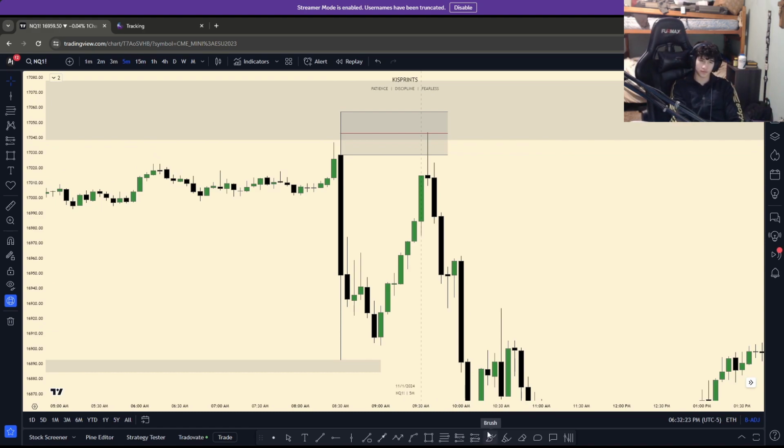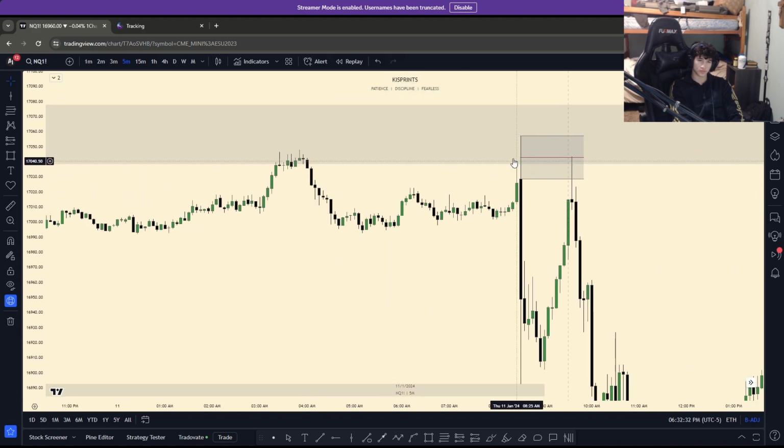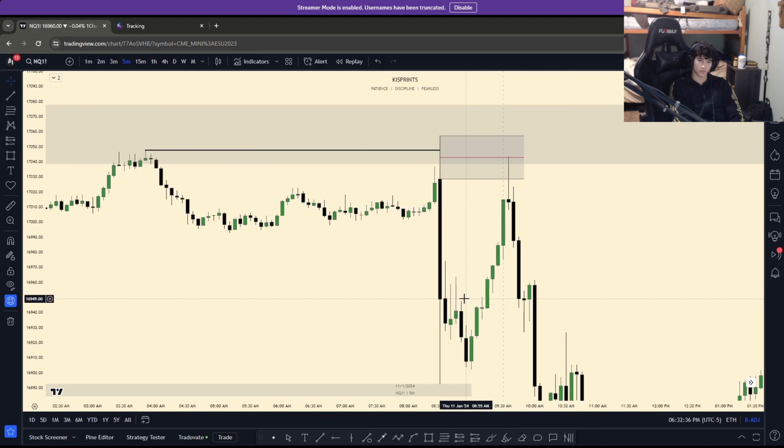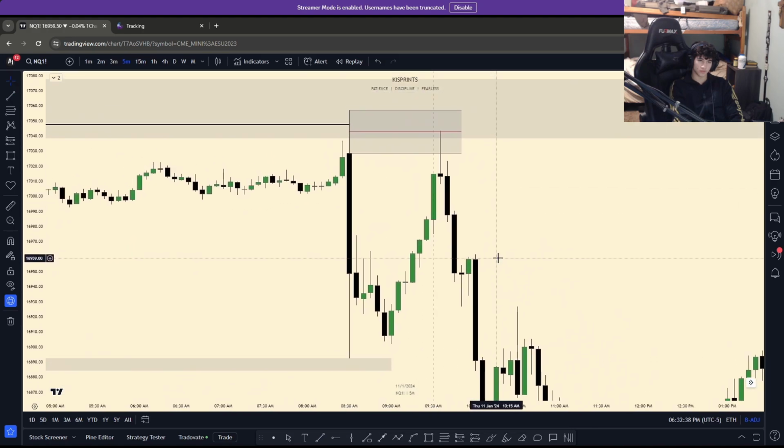Yeah, rejection blocks are fire, especially for highs and lows. Essentially what it is, it's a high or a low that sweeps liquidity, and it has a very prominent wick. For example, this is a high that sweeps liquidity here, and it has a prominent wick. So that's what a rejection block is, essentially.